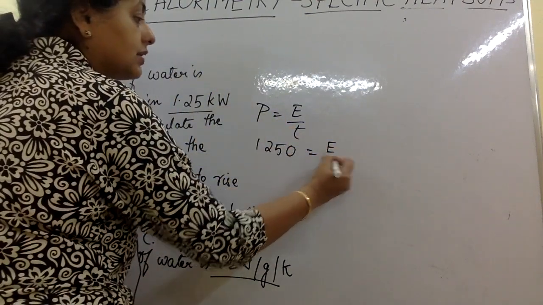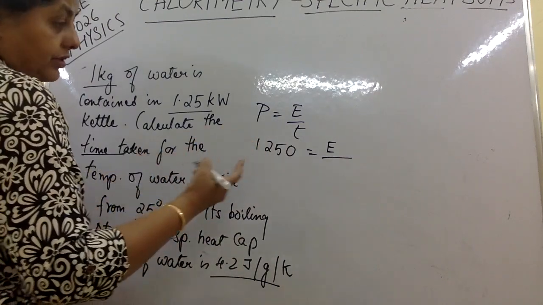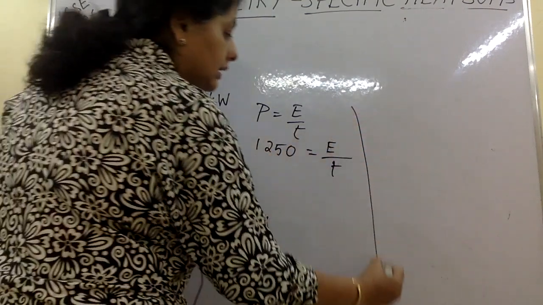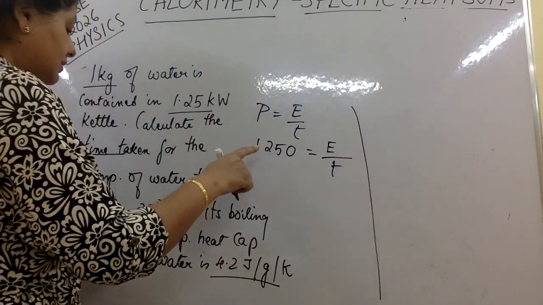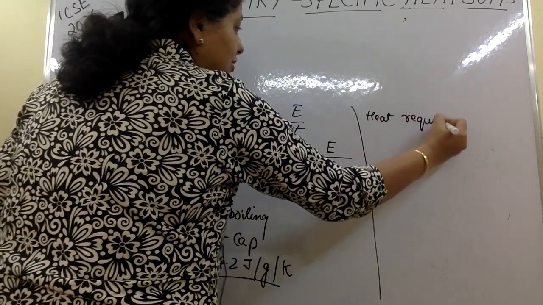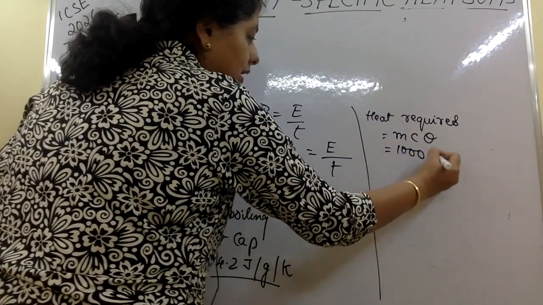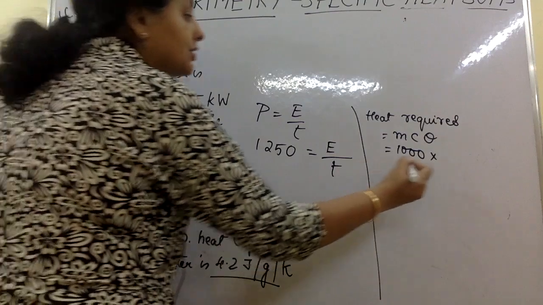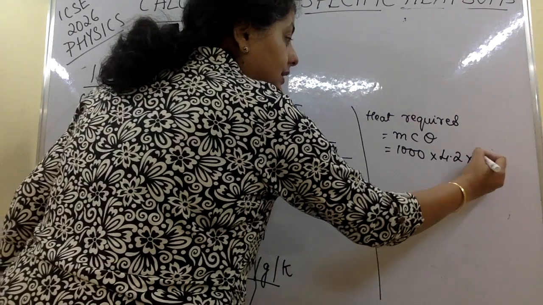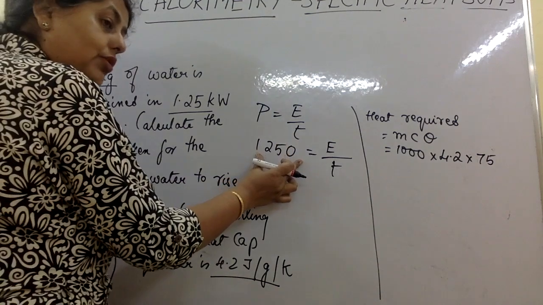Now energy, that is the heat energy, we don't know, and time also we don't know. We'll have to find this T. Now what is the heat energy that is required? Heat required to bring about this change, isn't it? So it is mc theta. M is 1000, this is another point where you can go wrong, 1000 for 1 kg. 4.2, that is given to us in joules per gram, and theta is 75. So this much of heat is required to be given by this power kettle.